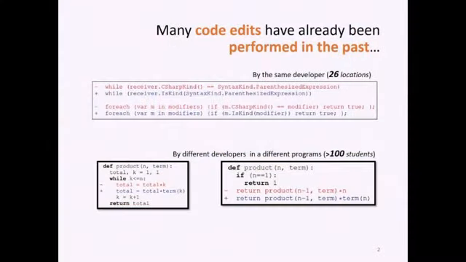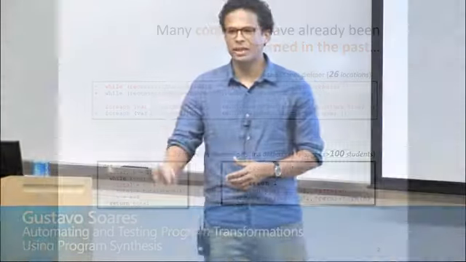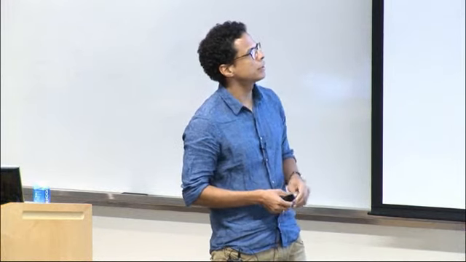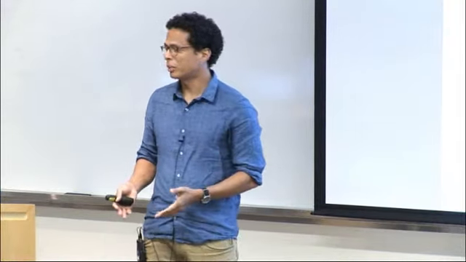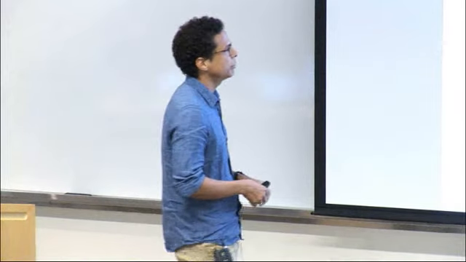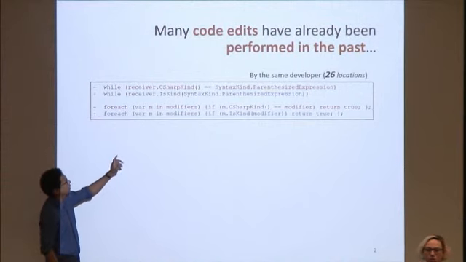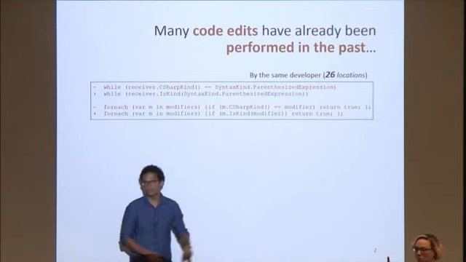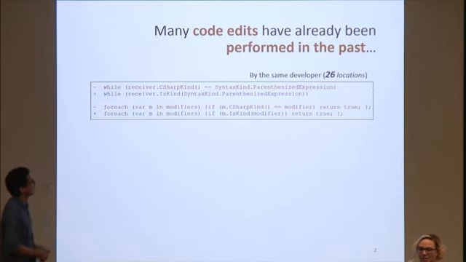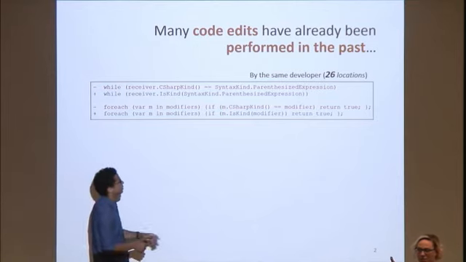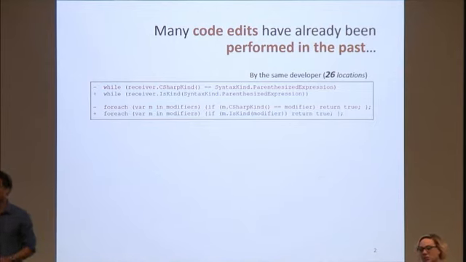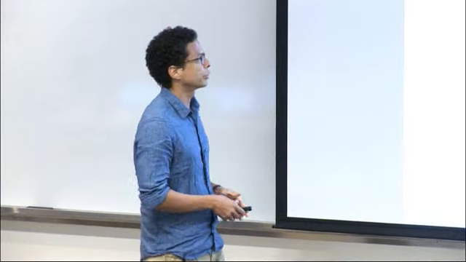Developers are editing the code all the time. They need to add new features, fix bugs, or apply refactorings. And many of these code edits have already been performed in the past by the same developer. For instance, in this case, the same developer was changing an equals expression to this new invocation to the isKind method, using the right-hand side as an argument to the method. So the developer applied this to 26 locations in the Roslyn project and submitted a commit to the repository.